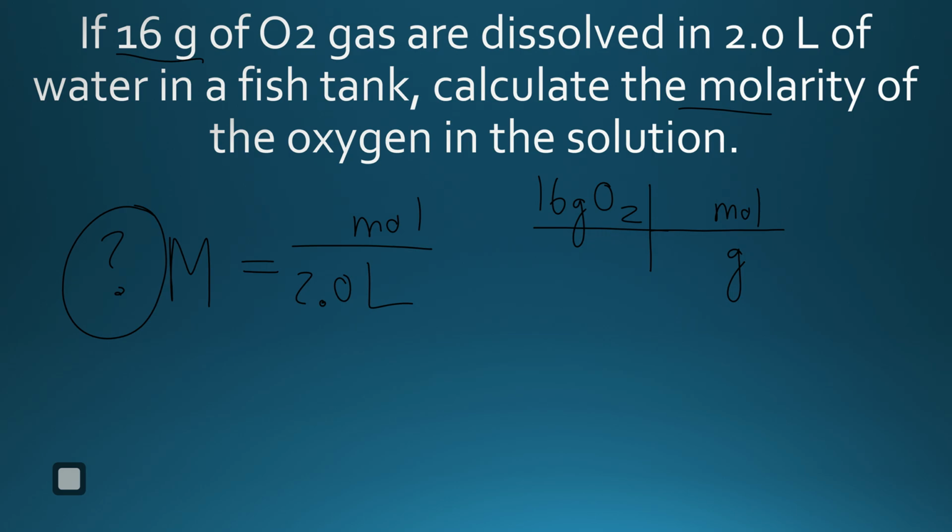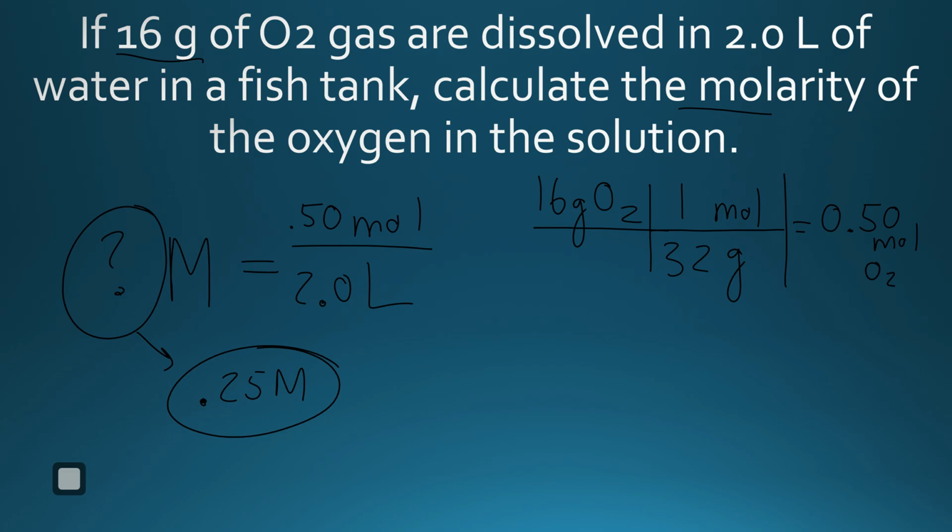This is not going to be a stoichiometry. All right? If moles and grams are together, 1 mole of O2 is 32, 16 times 2. So this is equal to 0.50 moles of O2, keeping the sig figs. So this would then be 0.50. 0.50 divided by 2 equals 0.25 molar. And that would be your answer.